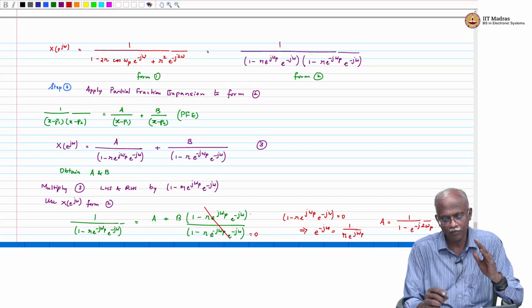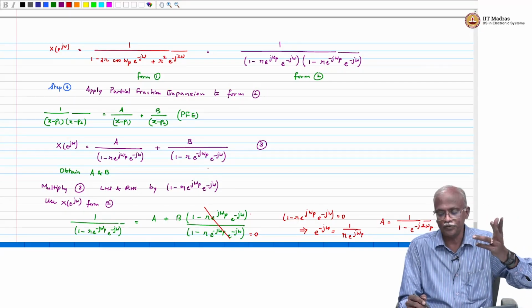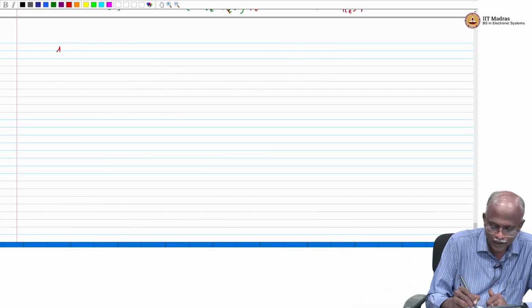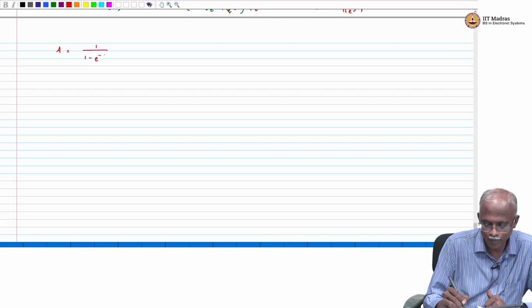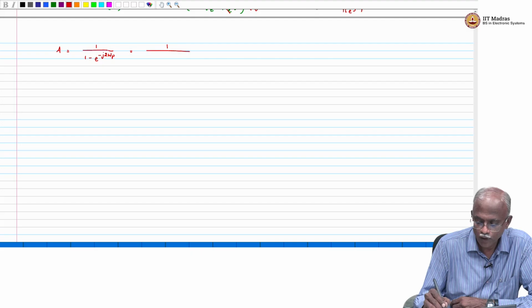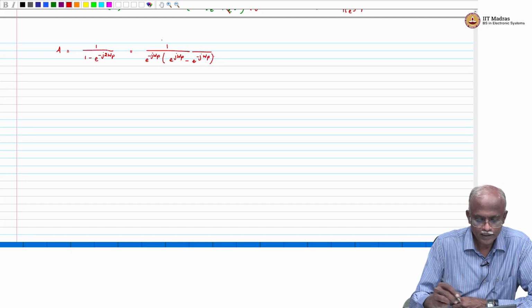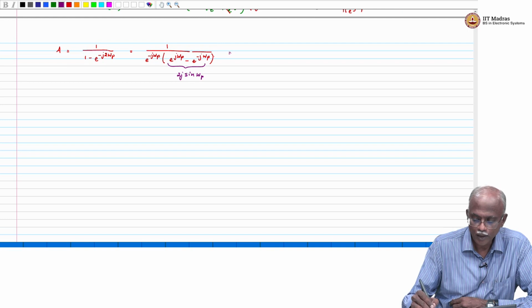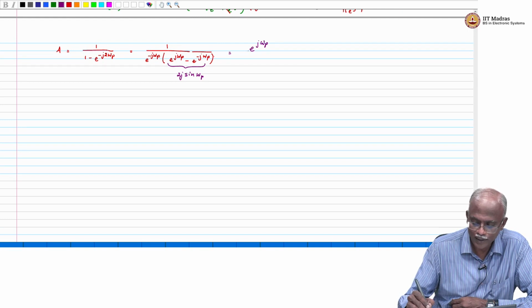Now, once you have obtained it in the form of a partial fraction expansion, we have to get A and B, the 2 coefficients. We showed the steps for A, so let us just complete that. We got the expression for A as 1 over 1 minus e power minus j 2 omega p. You can simplify it in the following manner. You factor out e power minus j omega p. What you will get is e power j omega p minus e power minus j omega p. You can see that this is of the form of a sine function. So, if you simplify, this will become 2j sine omega p. Take the other e power j omega p to the numerator. So, what you will get is e power j omega p divided by 2j sine omega p. This is the value of A.